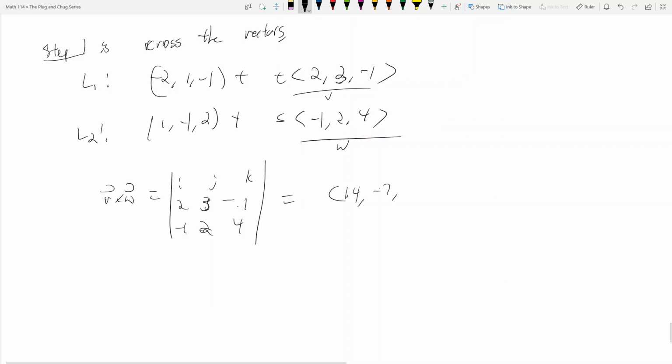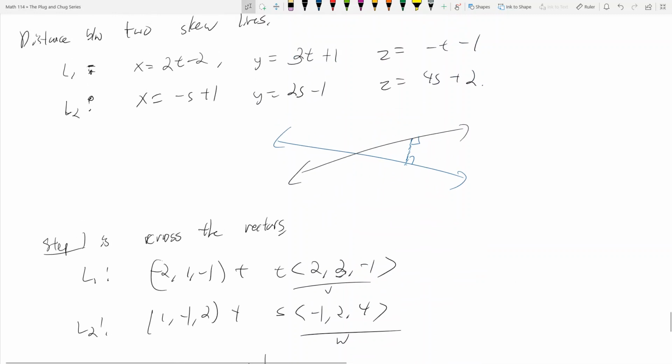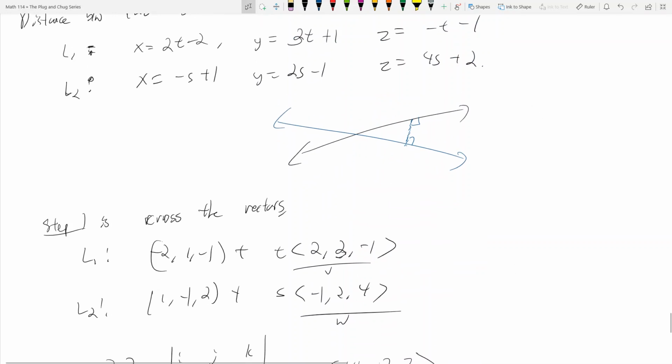-7, and then +7. Okay, and so this is what we have. And then the next part is, essentially what we found then is that somewhere we found a line. We found the shortest distance. Okay, this is the normal. Now we need to pick a point on each line such that we get something that looks like that, right?